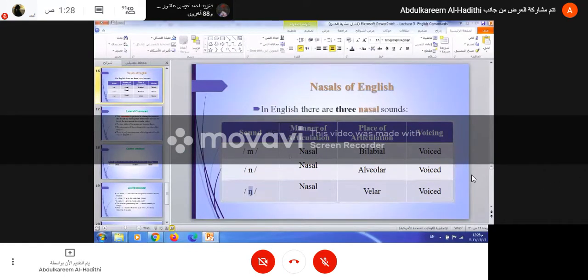The first two consonants, M and N, are found in Arabic. We have these sounds. الميم والنون موجودات بالعربي, so we do not have any problem in pronouncing them.